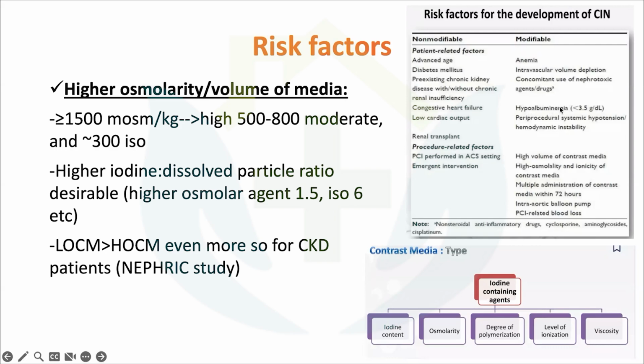This is not only applicable for CIN, it is also applicable for other diseases as well: hypoalbuminemia has been associated with worse pulmonary outcomes and worse renal outcomes. So although not directly related, the hypoalbuminemia part also contributes a lot to the nephrotoxic potential. Also, the higher volume, as I said, higher osmolarity, and the repetition of contrast media. This I have again repeated in the next slides.